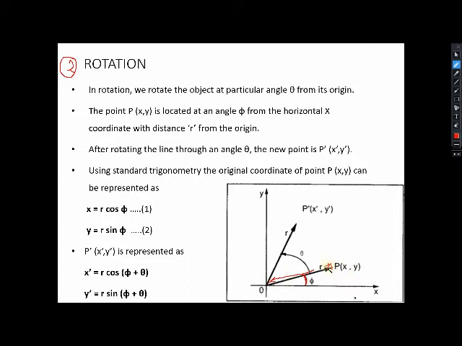Now if you are rotating this line in the anti-clockwise direction, whenever we do this rotation, you should note that the rotation in the anti-clockwise direction is taken as positive.